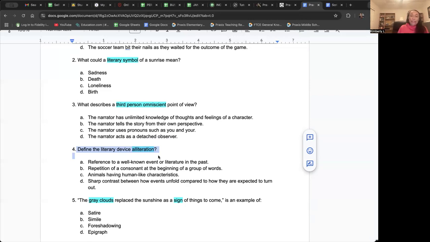So literary devices again add interest and intrigue to sentences, to stories. So the reader has something different to read and to draw from rather than dry writing that sounds very monotone. So for A, the reference to a well-known event or literature in the past, this is a literary device that starts with an A, but it's allusion.